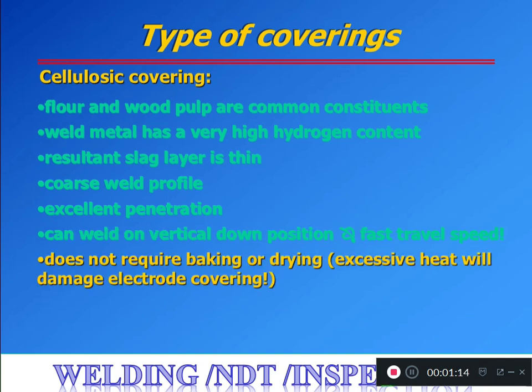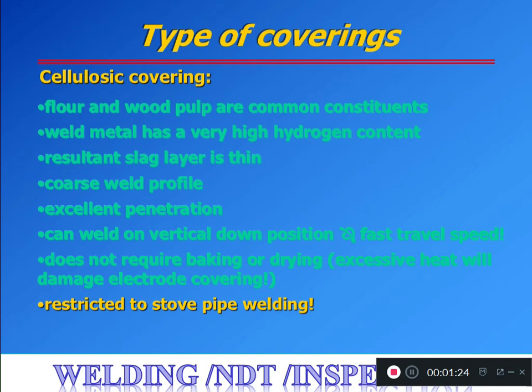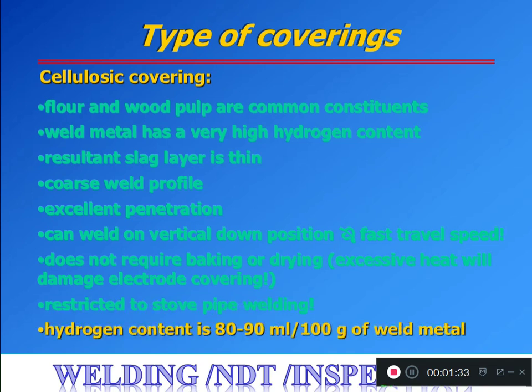Excessive heat will damage the electrode covering. So baking or drying is not required. If excessive heat is applied, then definitely it will damage the electrode. Restricted to stovepipe welding, so welding in all positions cannot be done with this cellulosic covering electrode. Hydrogen content is 80 to 90 ml per 100 gram of weld metal. That means there is too much hydrogen in this weld metal.